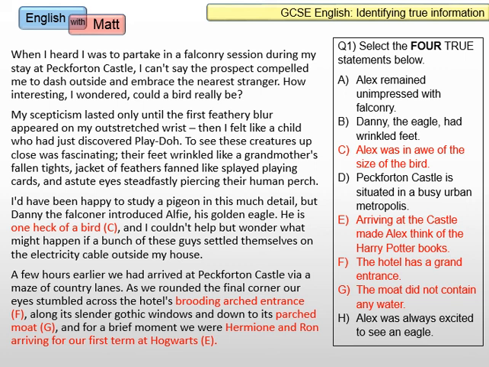D is false because it's not in a city, and a metropolis is a city, so it's not in the city centre, obviously it's in the countryside. And H is false because he wasn't always excited to see an eagle. He was actually quite bored, I think, of the prospect of it at the beginning, when he said he didn't really look forward to falconry sessions.